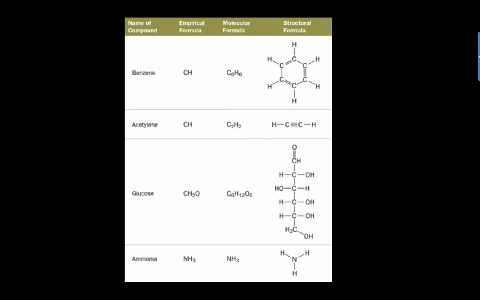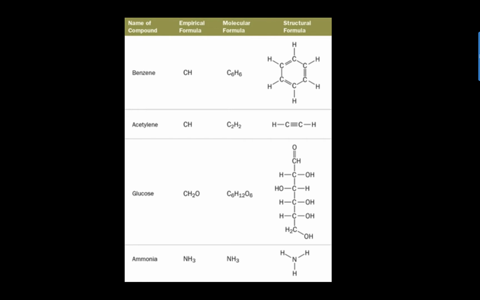If we look at benzene, you can see the empirical formula is just CH. So the ratio of C's to H's is 1:1. The molecular formula, or the actual formula, is C6H6. And then that structural formula shows you how all of those atoms are connected. So really in all those three, that structural formula gives you a lot of information, and it helps you visualize what that molecule looks like, or that compound looks like.